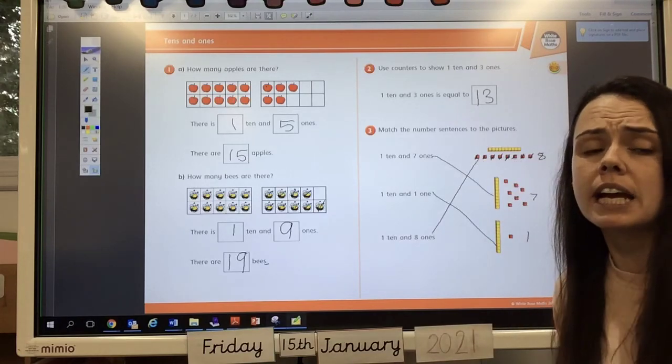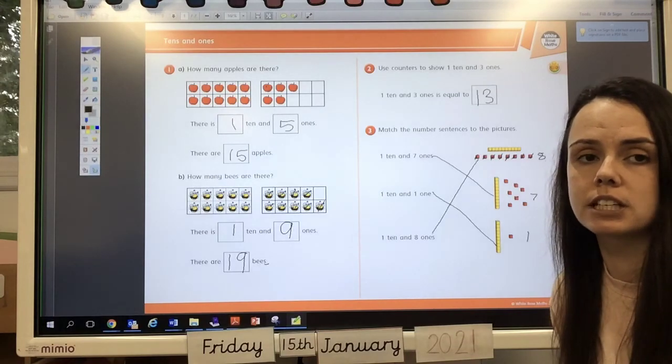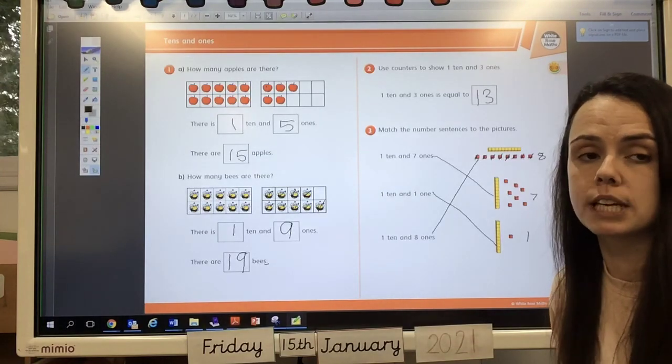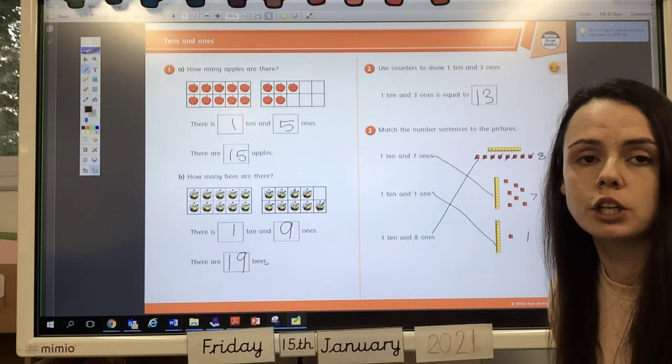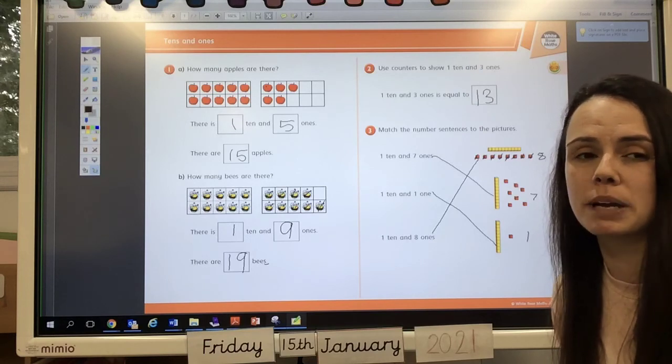Fantastic work, Year 1. Tens and ones is a really tricky thing to understand. We are going to do more tens and ones on Monday, and hopefully you will understand tens and ones a little bit better by then.